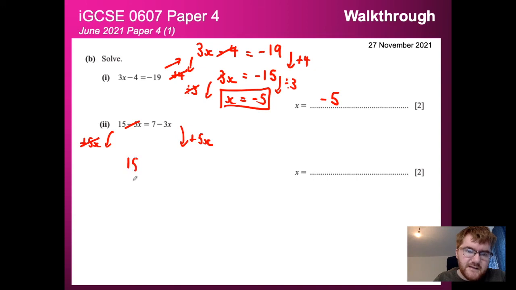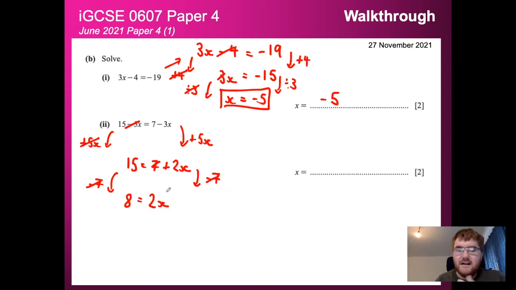So we're left with 15. 7 stays the same because it's just a number. And then minus 3x plus 5x is equal to plus 2x. Careful with negatives as always. And then we want to get the x on its own. So the opposite of plus 7, minus 7, both sides. 15 minus 7 is equal to 8. This cancels. Very convenient. And you probably can see the answer at this point.